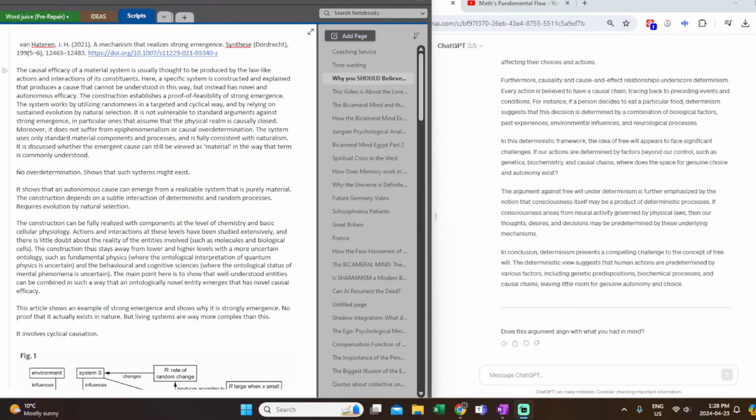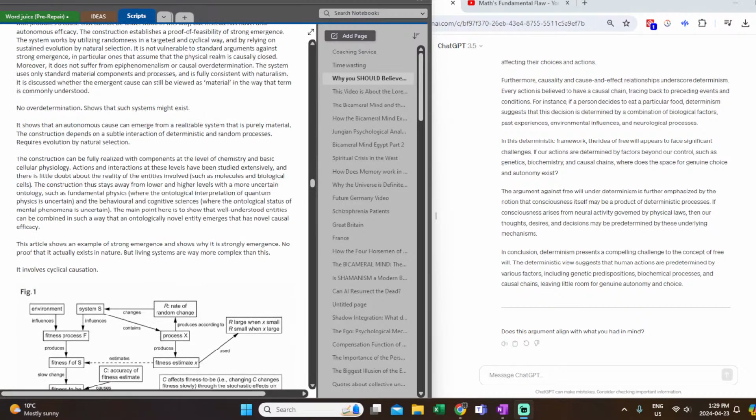And so whenever you hear people say that free will can't exist because either the universe is random or the universe is determined, well, actually, because the universe is both random and determined, it's possible for something like free will to exist utilizing both random and determined processes. And you can show that this entity that arises as a result of this is a strongly emergent entity. And so the construction can be fully realized.